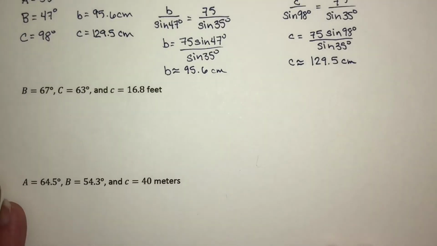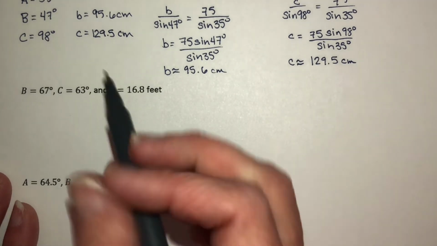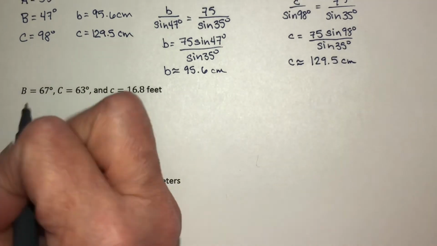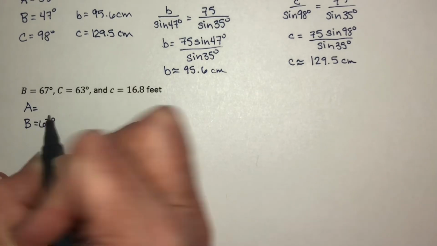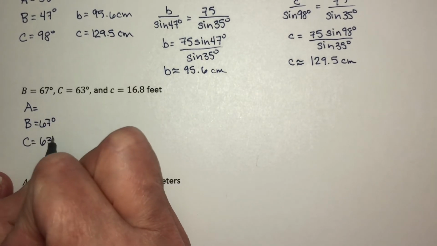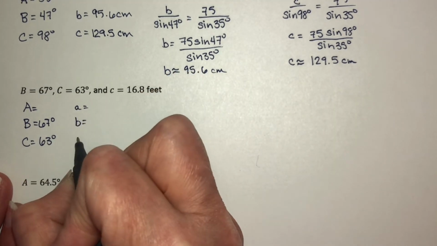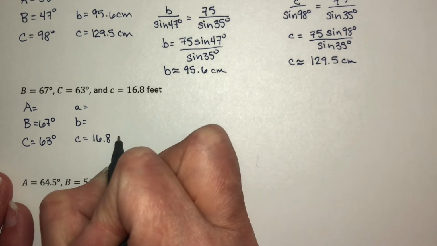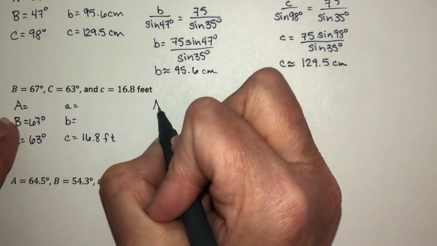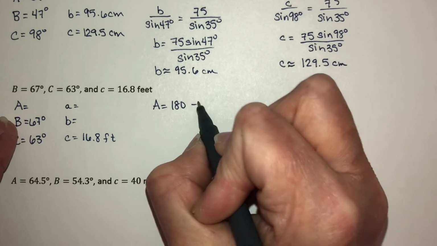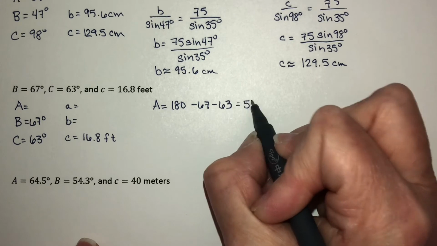Okay, so let's solve the triangle with B equal to 67 degrees, C 63 degrees, and side C is 16.8 feet. So A, we do not know. B is 67. C, 63. A, we do not know. B, we do not know. And C is 16.8 feet. A, we find by subtracting from 180. And we get that A is 50 degrees.